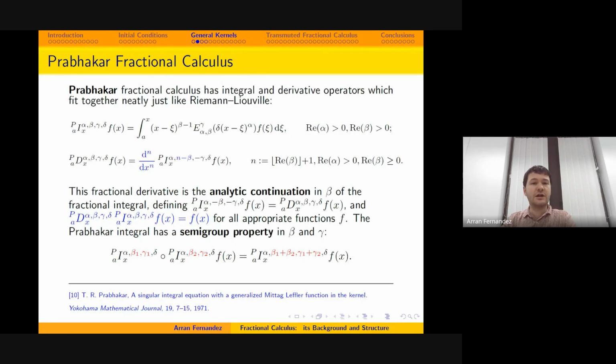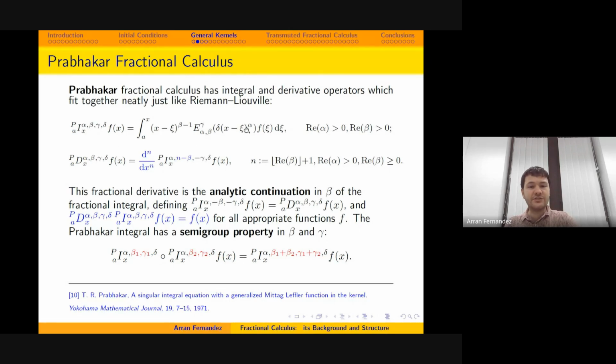Before I go to the general classes, I want to tell you about Prabhakar fractional calculus. This was invented in 1971 by Indian mathematician Tilak Raj Prabhakar. This paper was difficult to find online because I think the journal maybe doesn't exist anymore, or doesn't have an online backlog, but because this paper has become so famous in the fractional calculus community, people have uploaded it so you can find it.